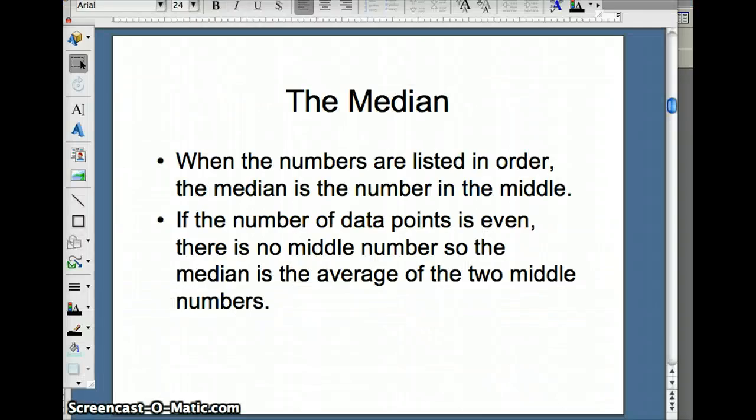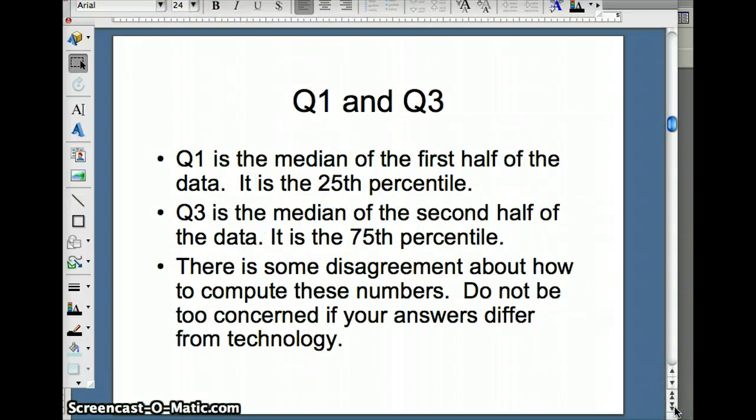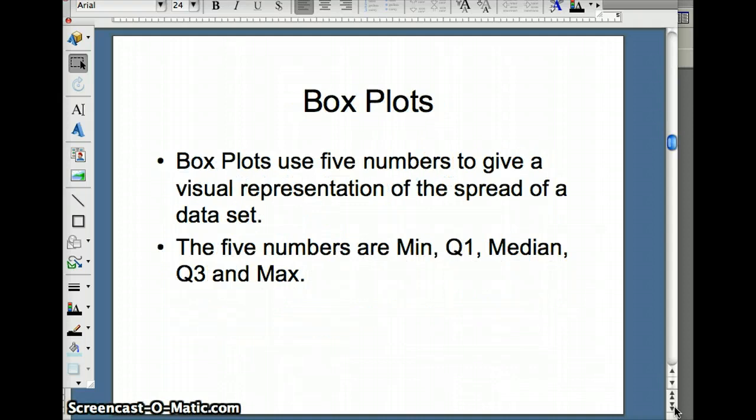So again, we saw the median is the number in the middle. And we said Q1 is the median of the first half of the data set, 25th percentile. Q3 is the median of the second half of the data set. And as I mentioned earlier, there is some disagreement in how to compute these numbers. They're generally close enough to each other not for us to be too concerned about which exact strategy we're using.